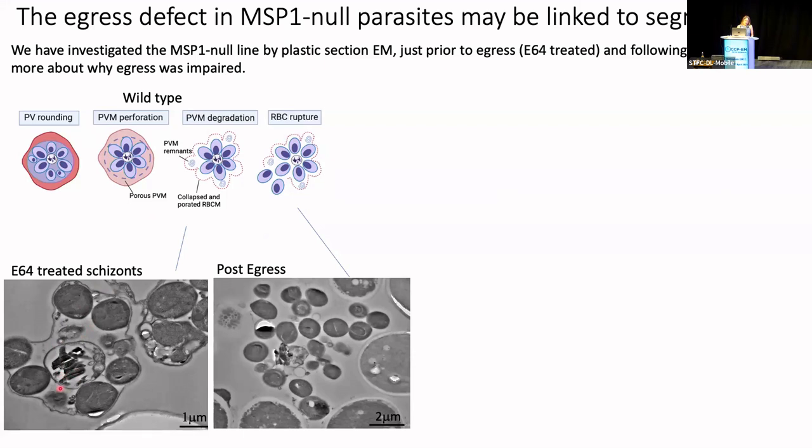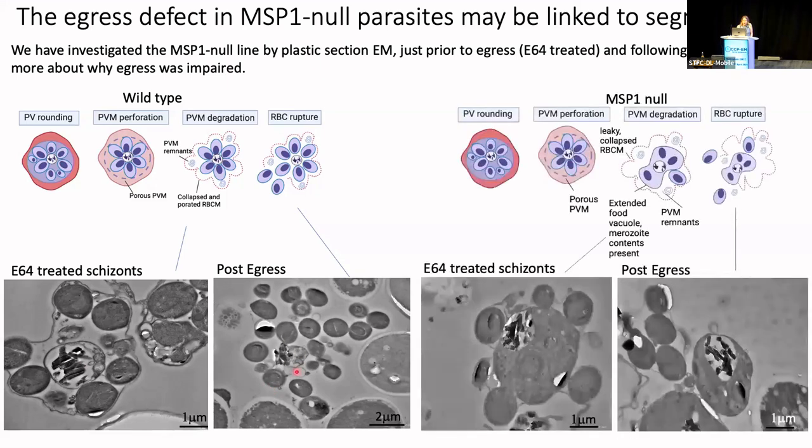And in the wild type, just prior to egress, the parasites are properly segmented from the food vacuole, which is here, and inside the hemozoin, the byproduct of the hemoglobin digestion. And the parasitophorous vacuole membrane has degraded as expected. And then just after egress, you can see the red blood cell membrane is ruptured, and merozoites are dispersed from the residual body, which is the remnants of the food vacuole.